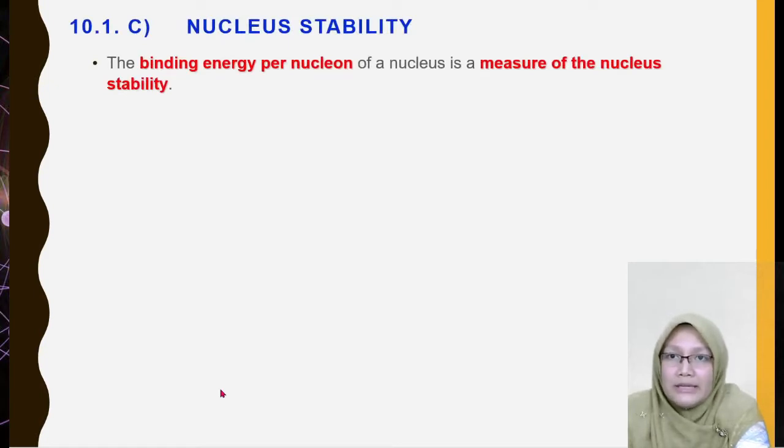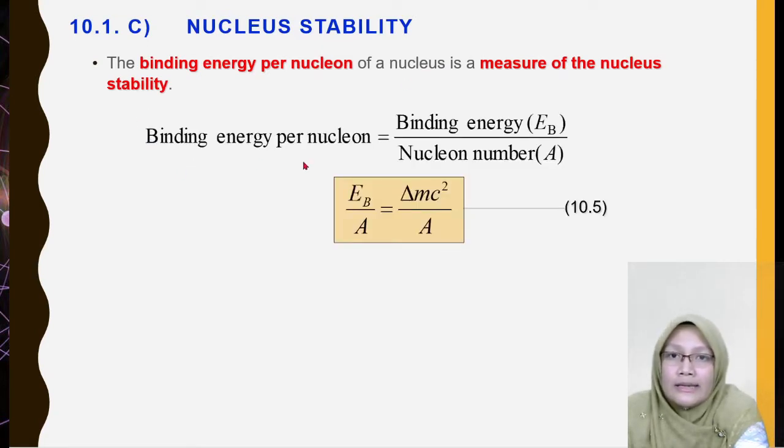Nucleus stability. The binding energy per nucleon of a nucleus is a measure of the nucleus stability. So binding energy per nucleon equals E_B divided by the nucleon number A.